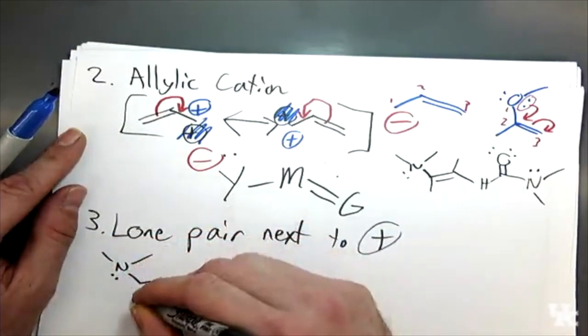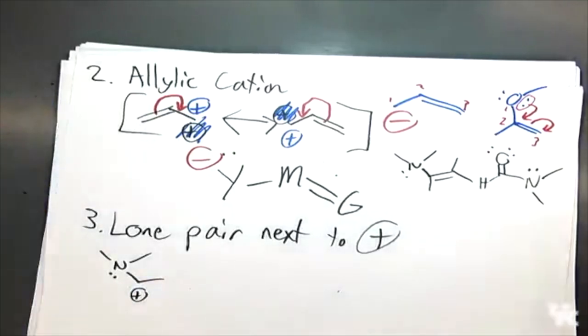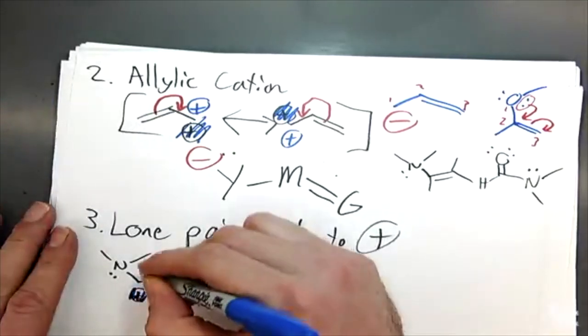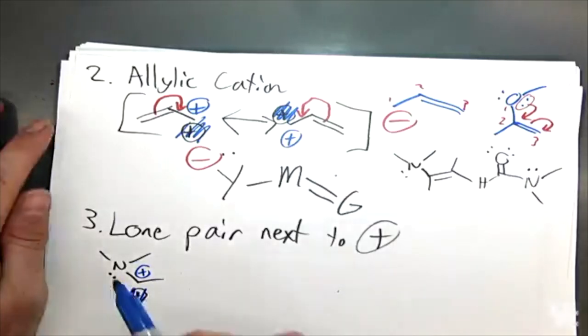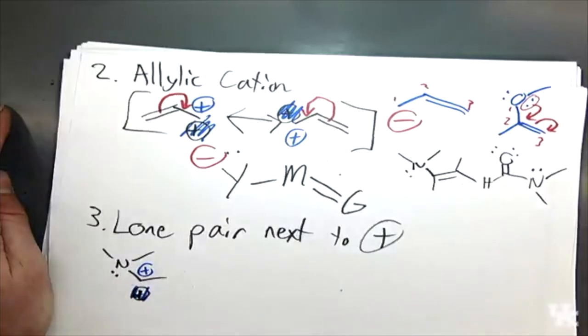It's on a carbon that has a, oh no, it's blue. I did it again. A carbon with a cationic charge. Do you remember what that's called? A carbon with a positive charge. It's like carbocation or something like that, right? So you have a nitrogen lone pair next to a carbon cation. What's going to happen?